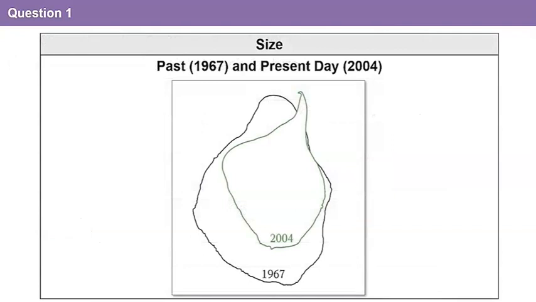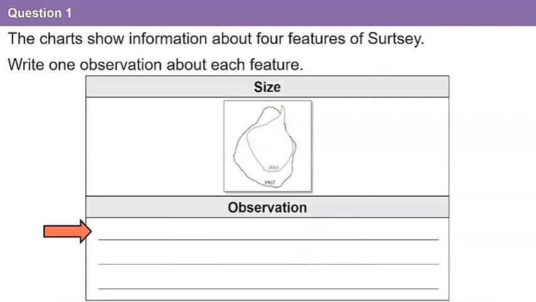Now, let's look at the second part of question 1. We will now observe the chart that compares Circe's size. Look carefully at the size of Circe in 1967. Then, look carefully at the size of Circe in 2004. Write one observation about Circe's size.